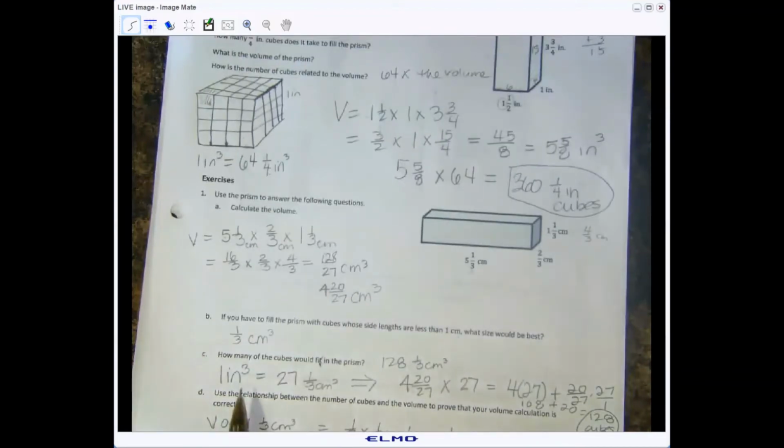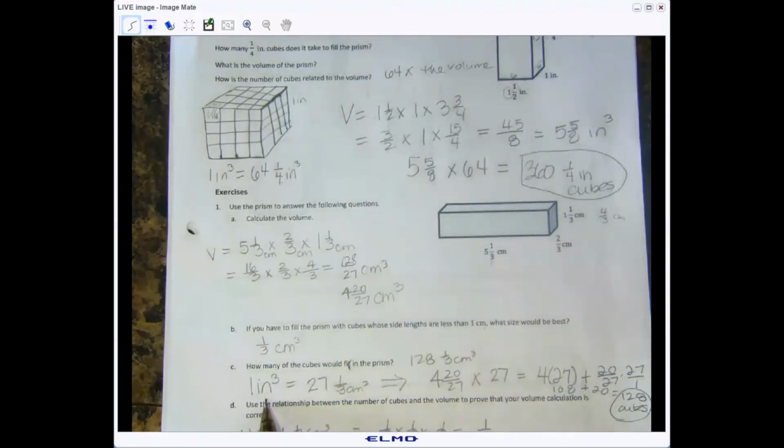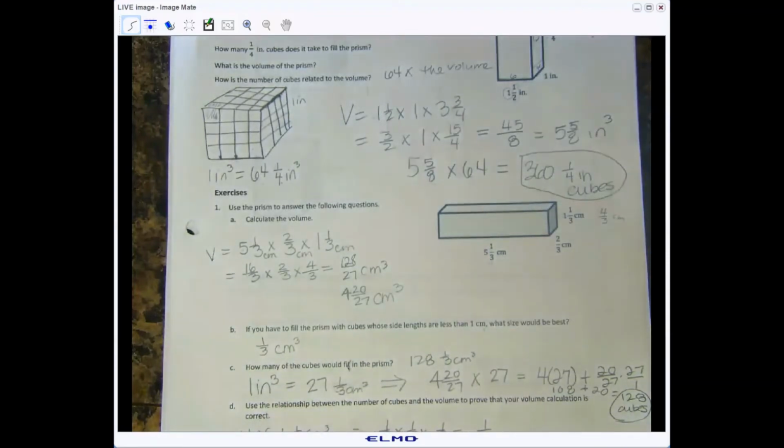So let's think real quick about 1 cubic inch. How many 1/3 cubes will fit into 1 cubic inch? And I've got a little picture here that I drew. Actually, no, that wasn't the cubic one. Let me show you how.